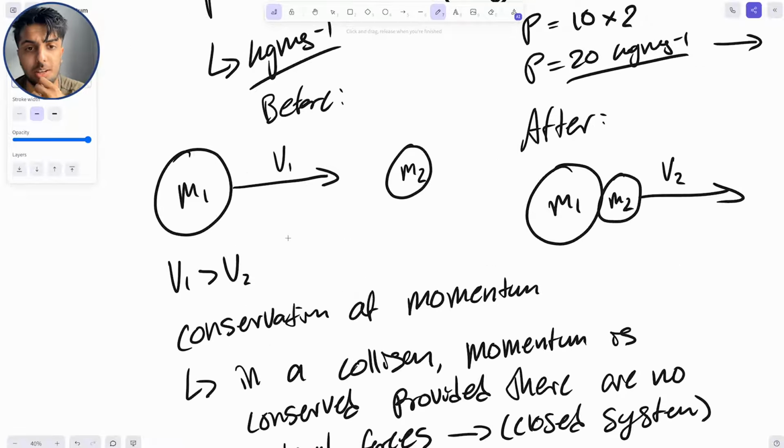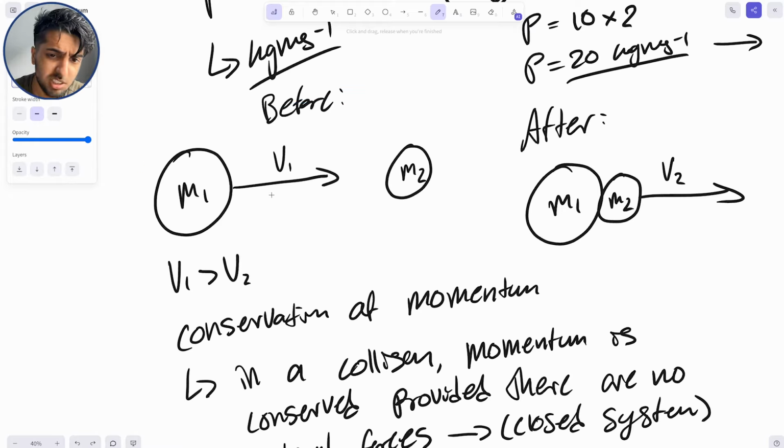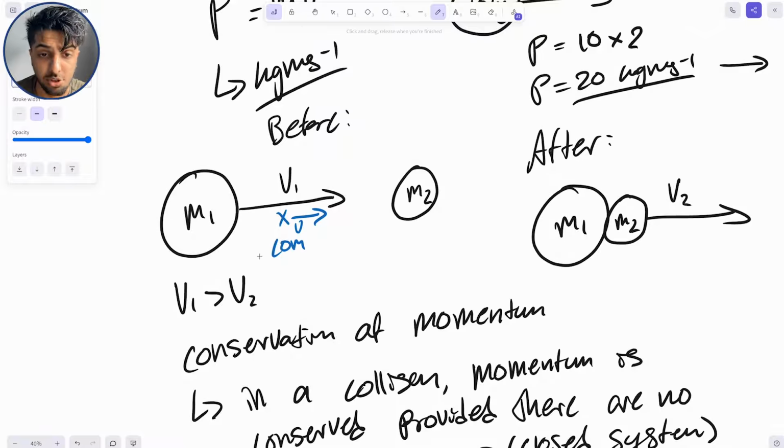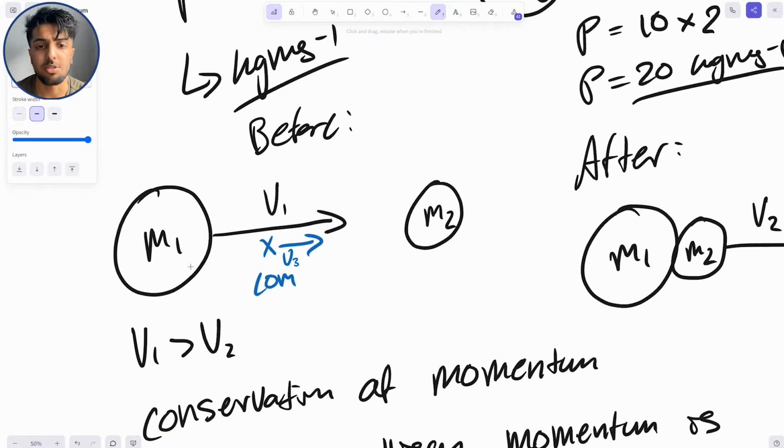Another key idea here is that at any moment, we can imagine the center of mass of this system, which will probably be, let's say, around here, because m1 is much larger than m2, so it'll be closer to m1. And so let's say that center of mass is there. This center of mass is moving at a velocity. It is not the same as m1. It's actually going to be slower. So let's call that v3. And so that's where the center of mass is before the collision.